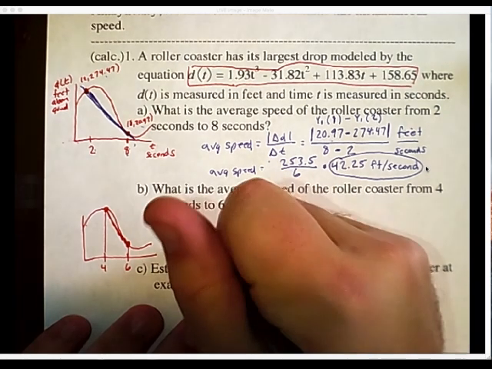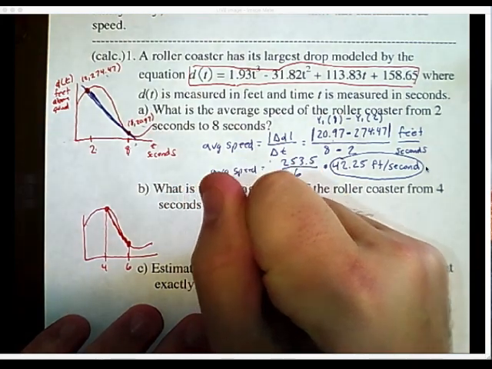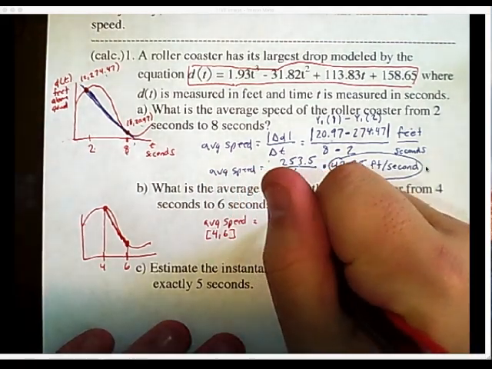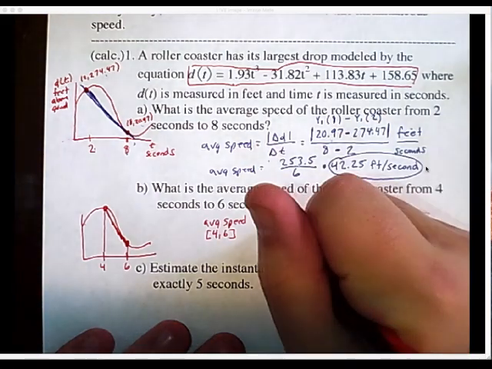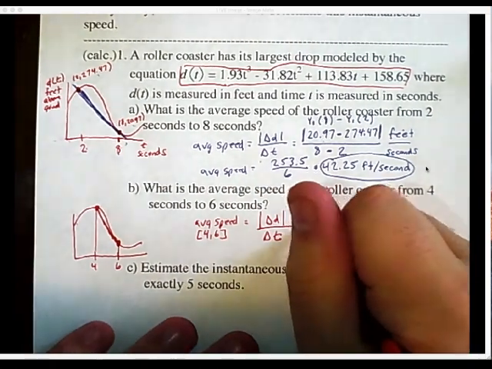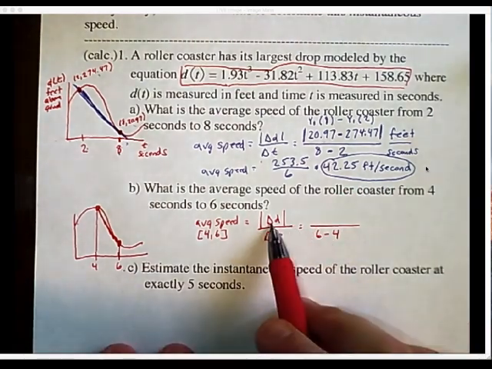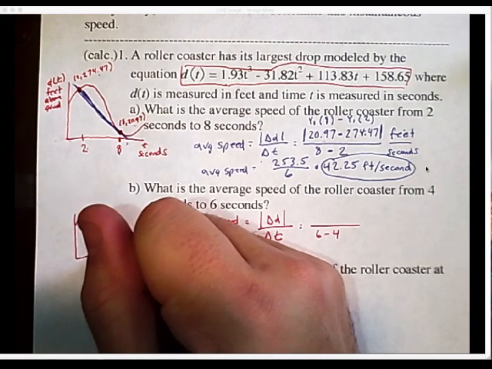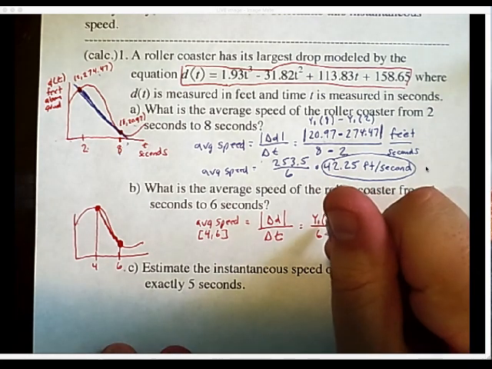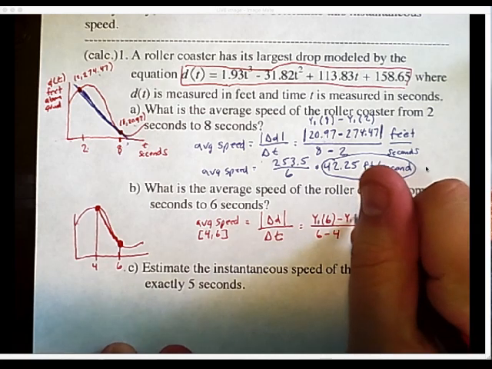So the shorthand for the average speed over the time interval 4 to 6 seconds, all I have to do is take the absolute value of the change in distance over just the change in time. The change in time is just going to be 6 minus 4. But for the change in distance, I want to take this y value minus that y value. I have the function stored in y1, so take the y value at time 6 and subtract the y value at time 4.